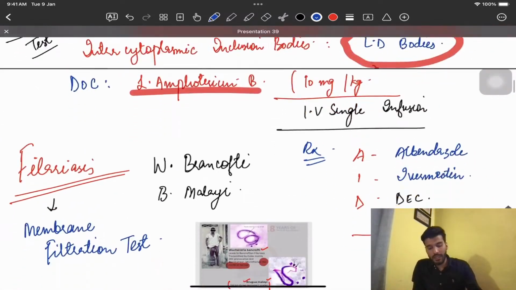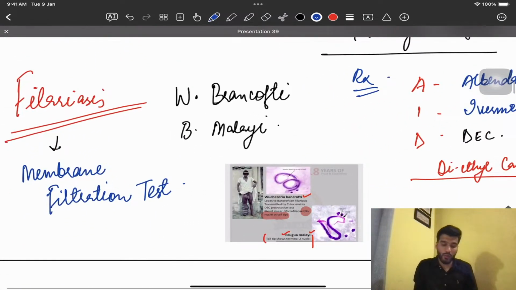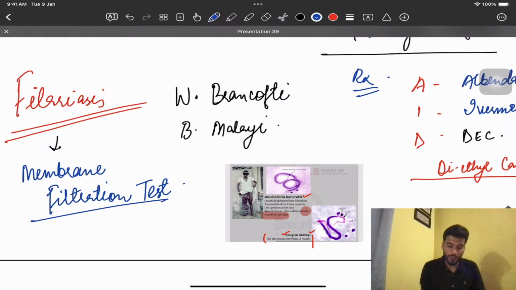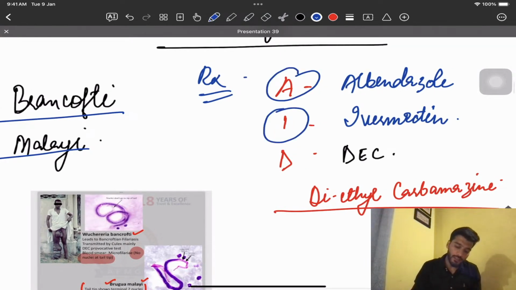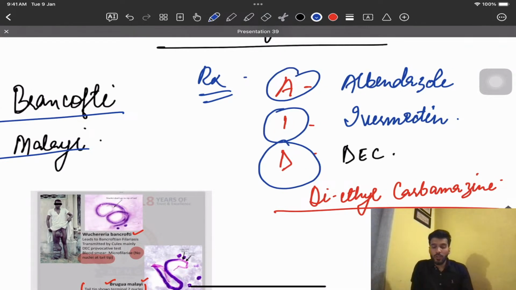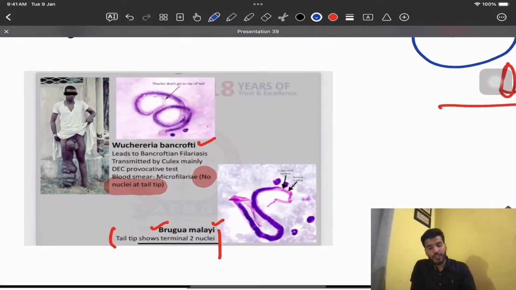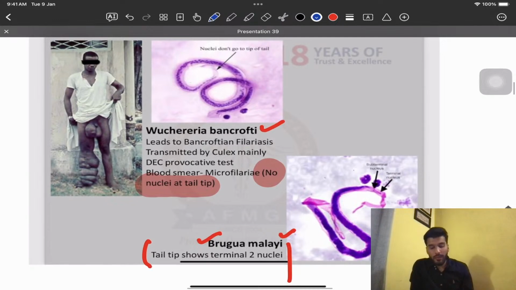Is that okay? And filariasis, I have discussed over there as well. The test that we do for filariasis is called membrane filtration test. It's caused by Wuchereria bancrofti and Brugia malayi. And for the triple therapy of the drug, we have IDA. Okay, guys. We have albendazole, ivermectin, and diethylcarbamazine. And how to differentiate Wuchereria bancrofti from Brugia malayi, my dear students?